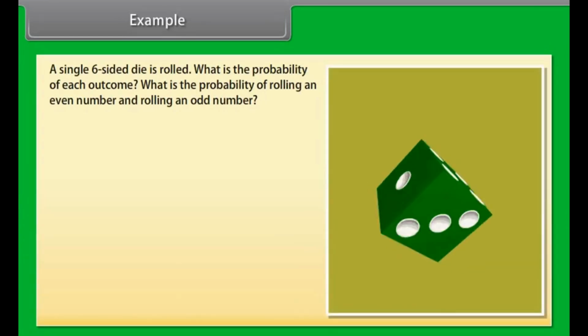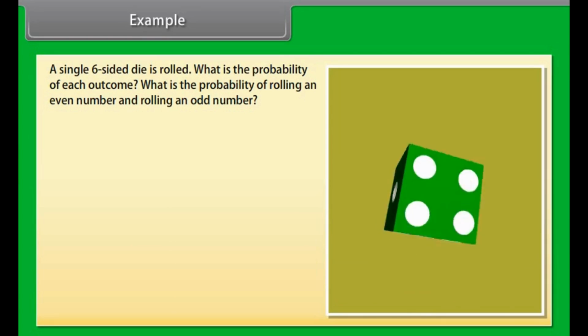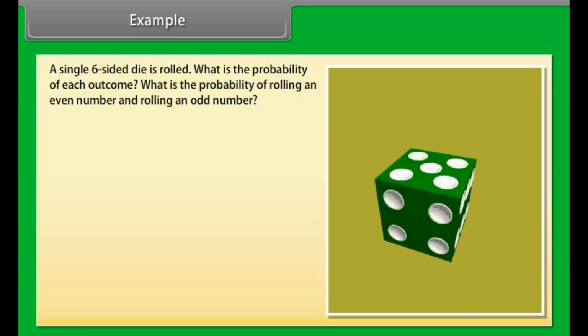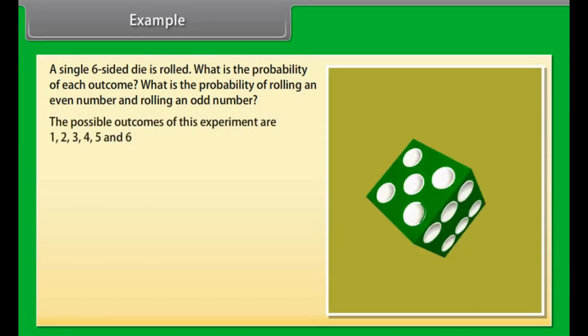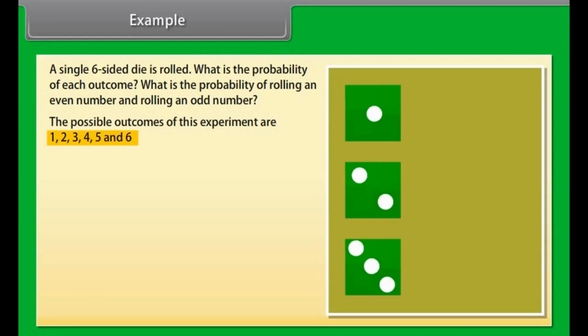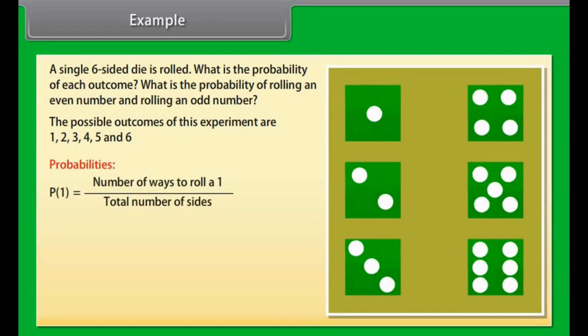A single 6-sided dice is rolled. What is the probability of each outcome? What is the probability of rolling an even number and rolling an odd number? The possible outcomes of this experiment are 1, 2, 3, 4, 5, and 6. Now let's find probabilities. Probability of 1 is number of ways to roll a 1 by total number of sides is equal to 1 by 6.